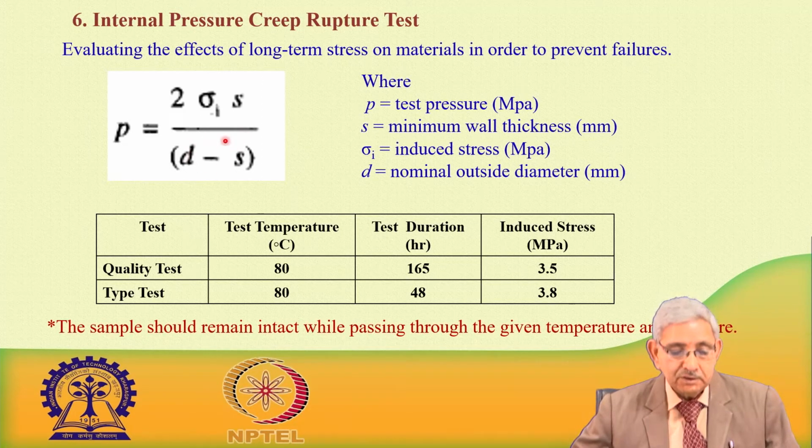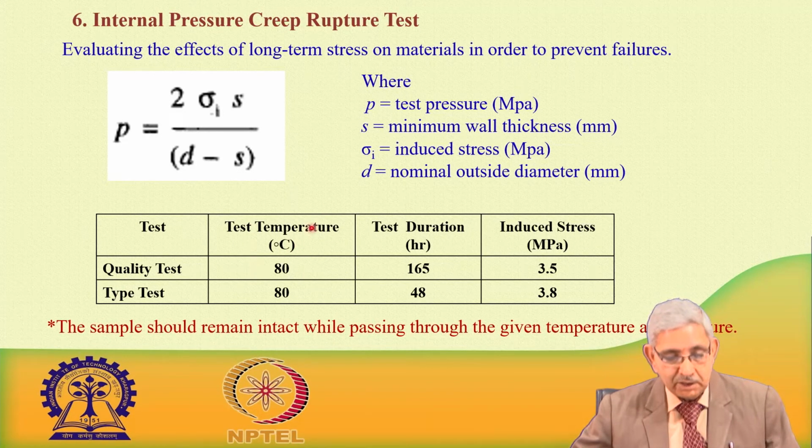This is nothing but the internal diameter of the pipeline. So, it is estimated that your test pressure, that is, your internal pressure creep rupture test pressure P, is given here for when the quality test is done.